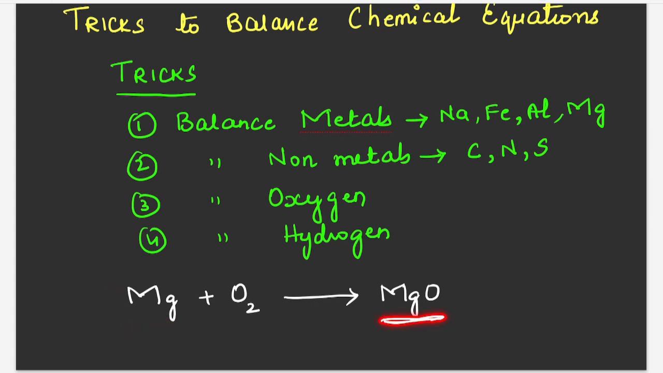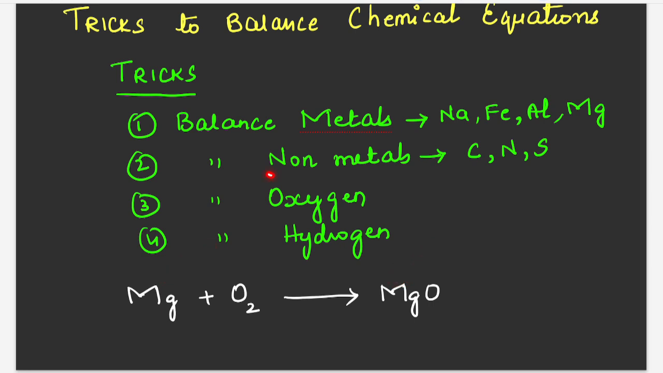And on the other side, you see this side is called LHS, the left hand side. On the other side of the arrow mark, this is RHS, the right hand side. You have to compare the LHS and RHS. Here one magnesium, here also one magnesium. Therefore it is balanced. Next, what should you do?